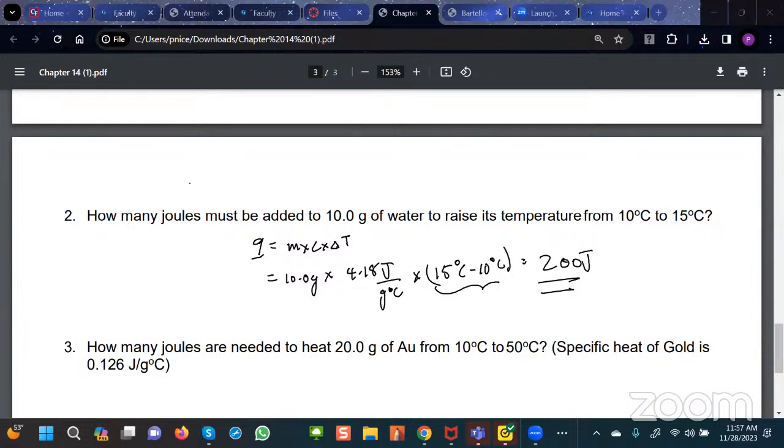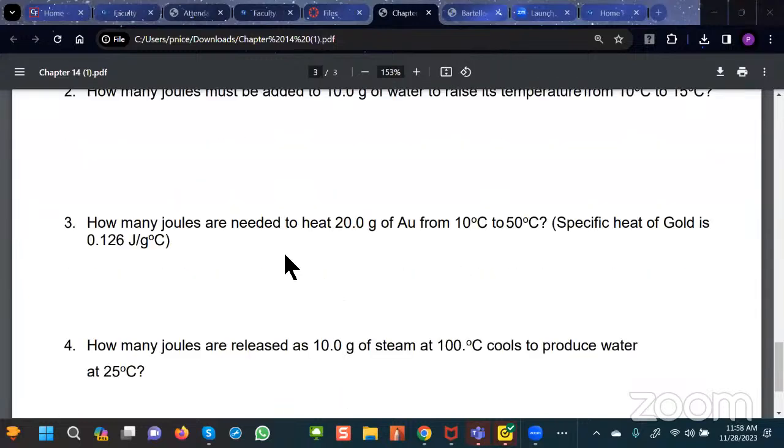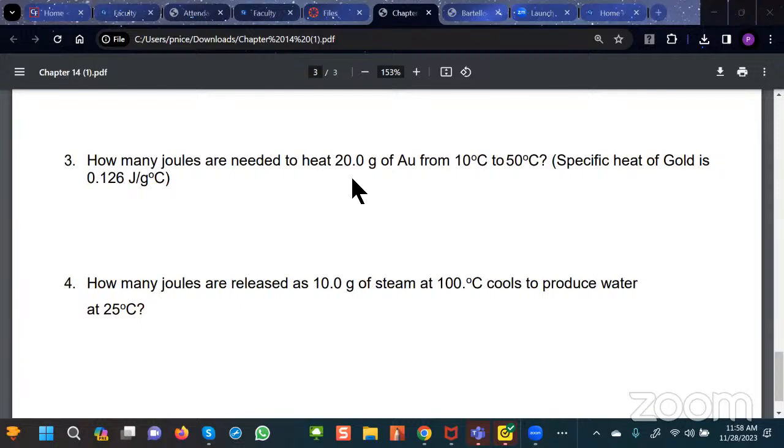All right. Any questions about that? Any questions? All right, let me clear this here. And let me scroll down. And this question is asking, how many joules are needed to heat 20.0 grams of gold from 10 degrees Celsius to 50 degrees Celsius? And it gives you the specific heat of gold is 0.126. So again, it's the same equation that you're going to use.